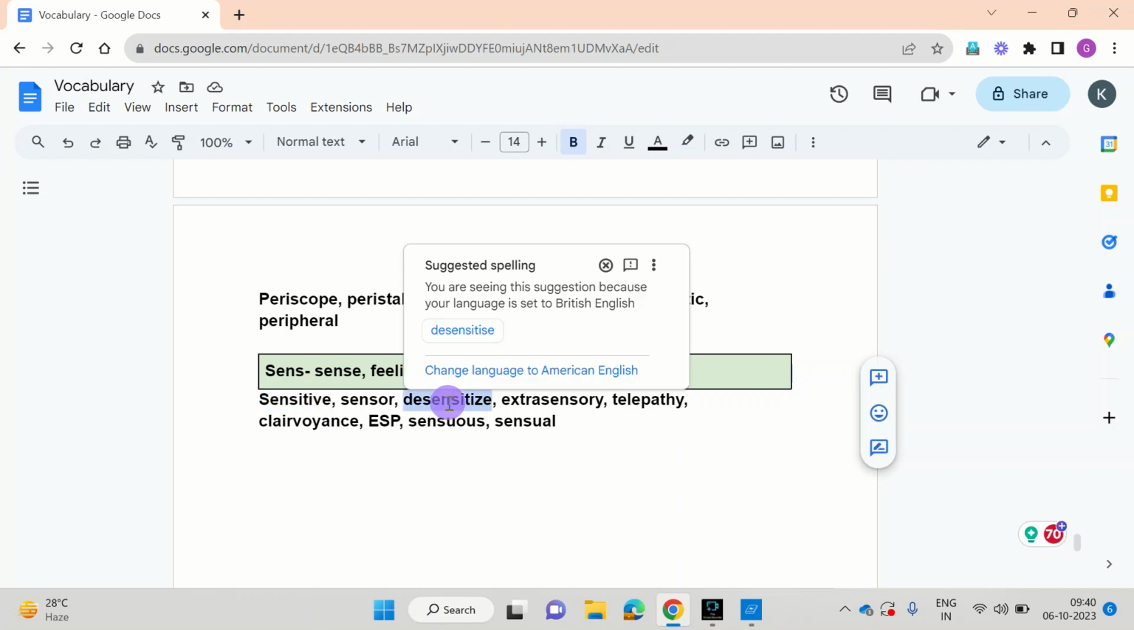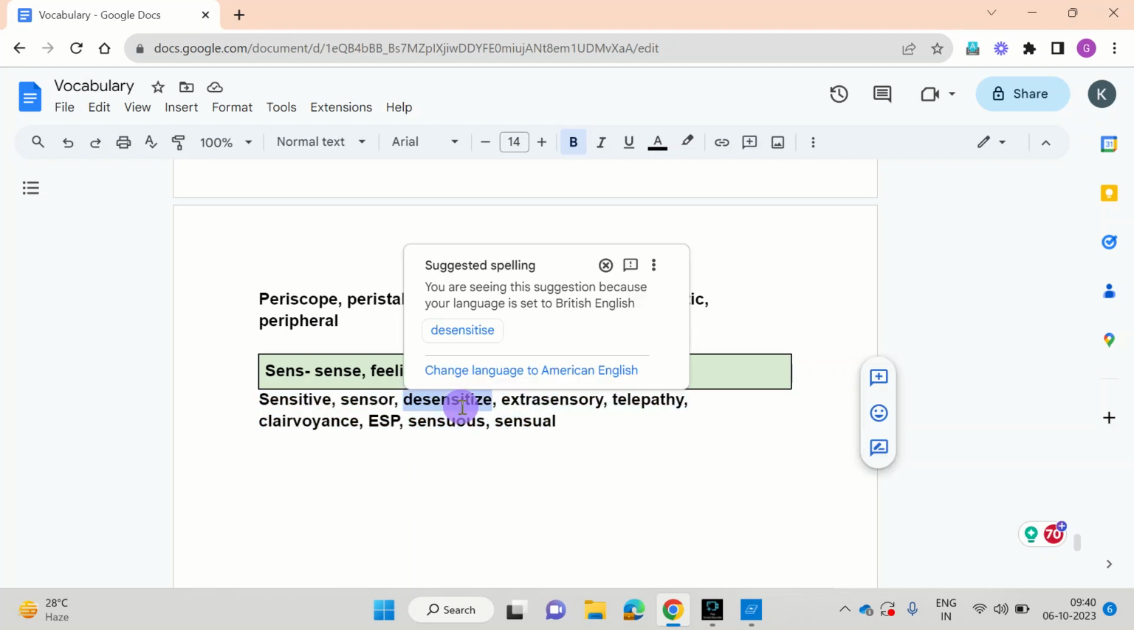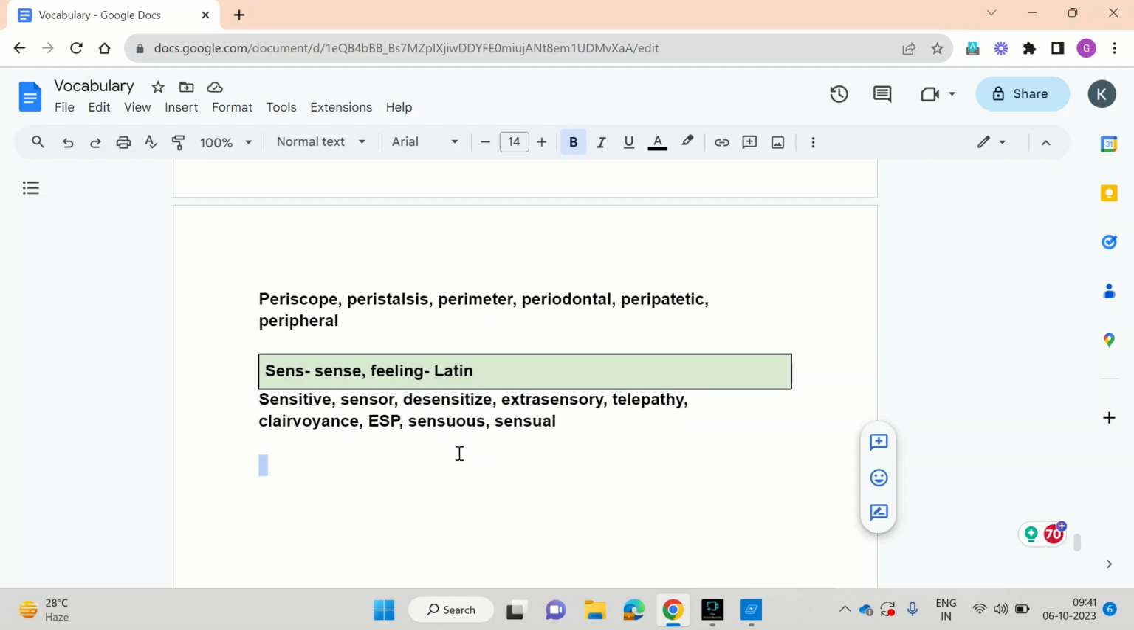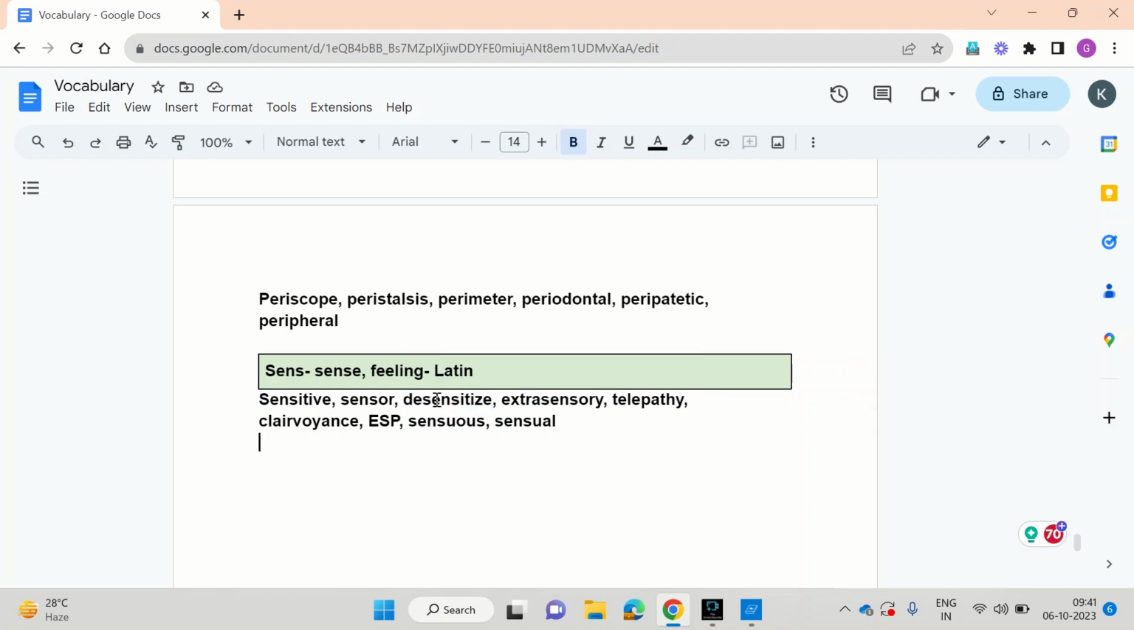Desensitize. What does that mean? It means to make someone or something react less or be less affected by something. You want to reduce the sense, you want to reduce the feeling. Sometimes it might be useful, sometimes it might not be useful. You desensitize some people to problems. What does that mean? You train them so that they don't feel pain with the problems.